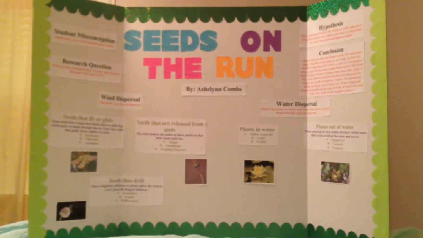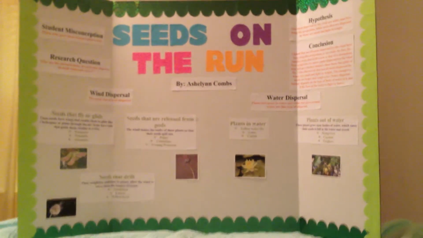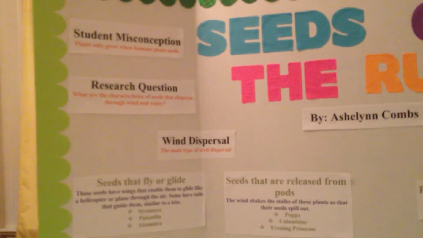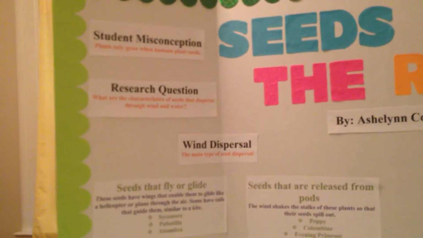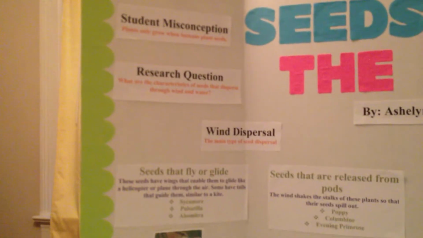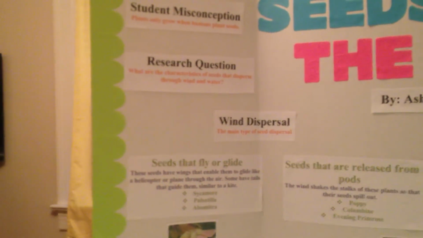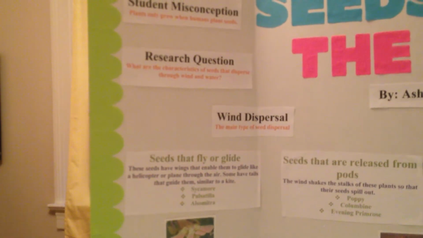This is my science experiment on seed dispersal called Seeds on the Run. My student misconception was plants only grow because humans plant seeds. My research question was, what are the characteristics of seeds that disperse through wind and water?